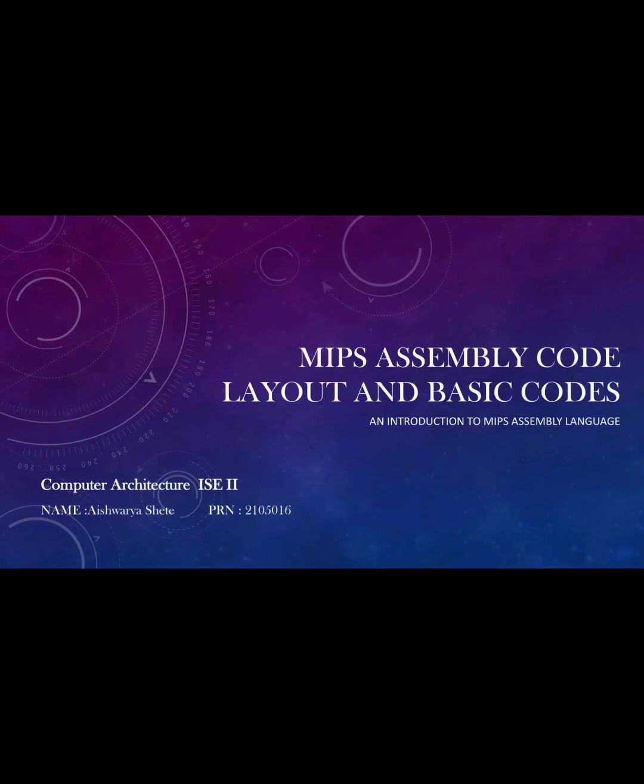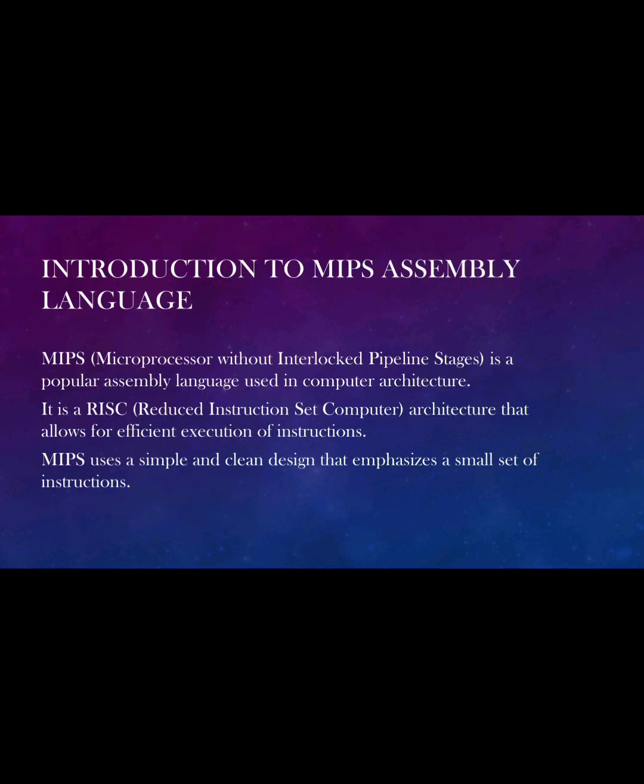I am here to present my Computer Architecture IAC, that is MIPS Assembly Code Layout and Basic Codes. Now, introduction to MIPS Assembly Language. MIPS, that is Microprocessor Without Interlocked Pipeline Stages, is a popular assembly language used in computer architecture. It is a RISC, that is reduced instruction set computer architecture, that allows for efficient execution of instructions. MIPS uses a simple and clean design that emphasizes a small set of instructions.